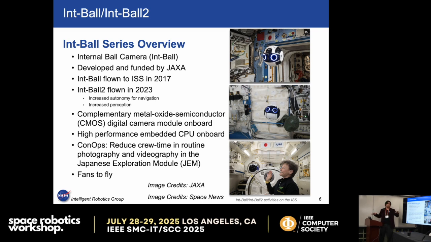From one series to another, there was increased autonomy for navigation and increased perception. Int-Ball was primarily a perception free flying robot. It had a large camera module, a complementary metal oxide semiconductor digital camera module on board, and a high performance embedded CPU. It was primarily for perception. Originally it was developed to reduce crew time in routine maintenance tasks. There was even a study where it was able to reduce some of these tasks by 8%, and that paper was presented by Jackson.